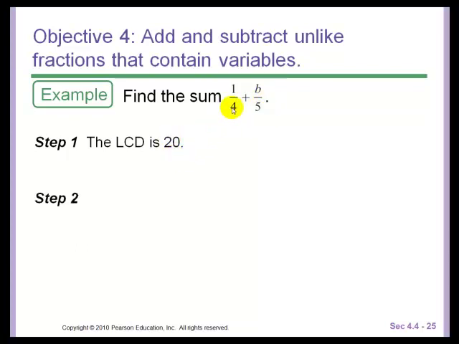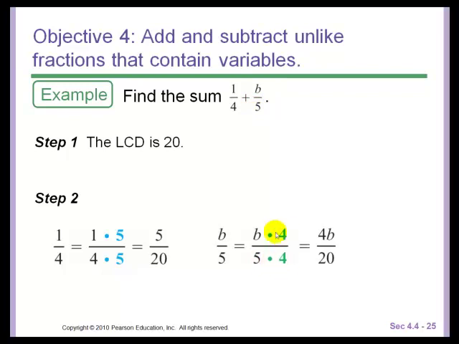To rewrite it, we're going to multiply 4 times 5, so we have to do the same thing to the top, and we get 5/20. To turn 5 into 20, we're going to multiply by 4, do the same thing in the top, and we get 4b/20.